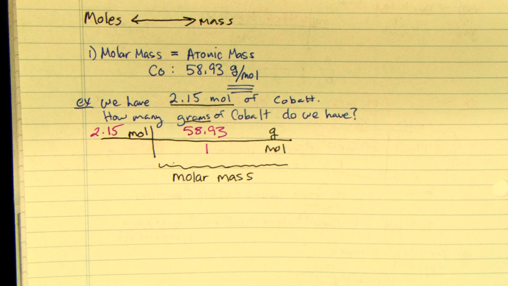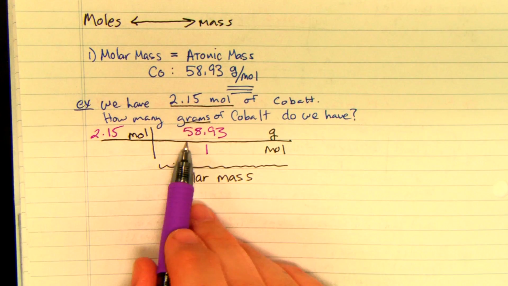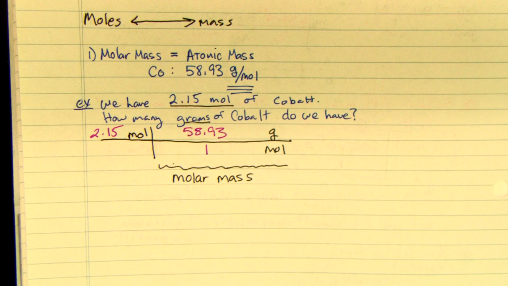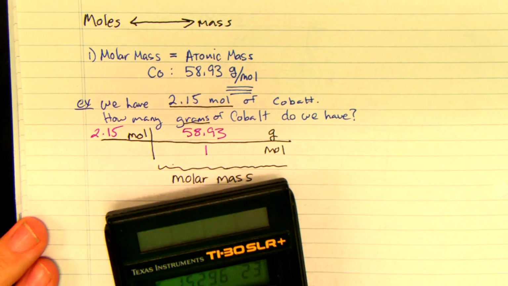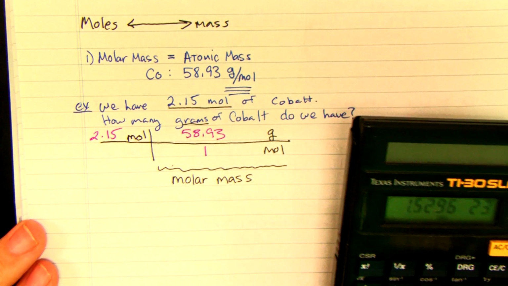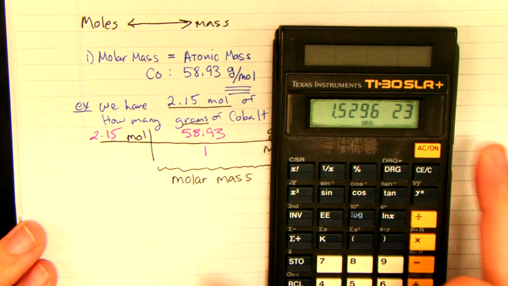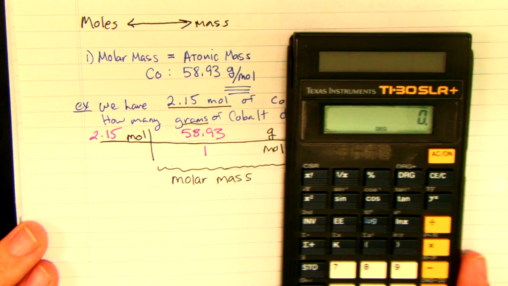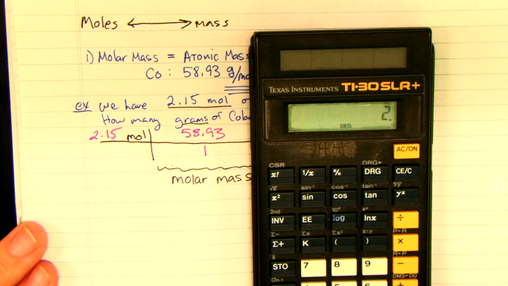So now, instead of trying to remember or trying to think in your head, what am I going to have to multiply by or what am I going to have to divide by? Take a look at what you got. We got two numbers in the top. Remember, these are all fractions. If I have numbers in the top, do I multiply or divide them? You multiply them. So numbers in the top, you multiply across. So I'm going to take this guy, I'm going to multiply it 2.15. Then I'm going to multiply it by 58.93.